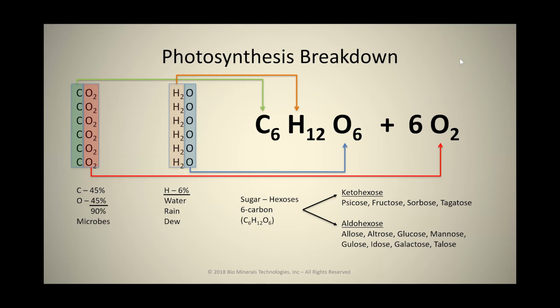Our carbon dioxide has to be split, and that is also another enzyme trace mineral reaction. We're going to create sugars of 6 carbon chain, and there are 2 groups of those, ketohexose and aldohexose. In the ketohexose group, you have fructose. In the aldohexose group, you have glucose. And glucose is the sugar that our cells, our mitochondria, burn as an energy source.